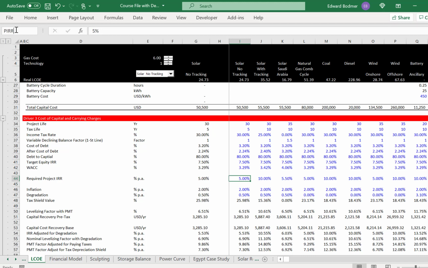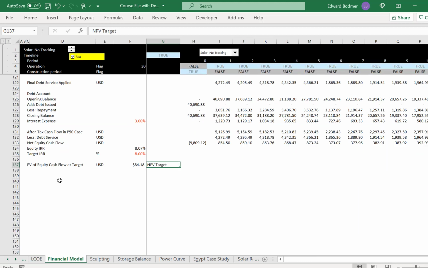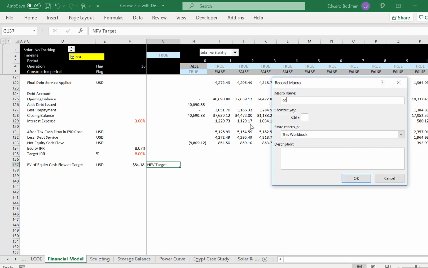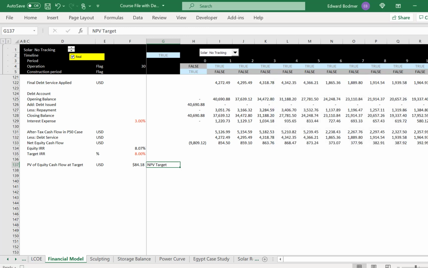Okay. It didn't matter at all if I made it a capital or not. Totally didn't. So now let's go to our developer, record a macro, call it goal seek or whatever you like, but don't put a space there. And then it's going to be recording.